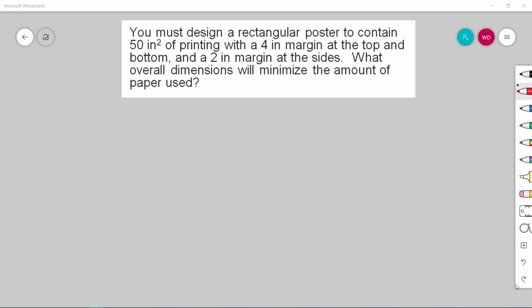You must design a rectangular poster to contain 50 square inches of printing with a 4-inch margin at the top and a 2-inch margin on the sides. What are the overall dimensions that would minimize the amount of paper used?